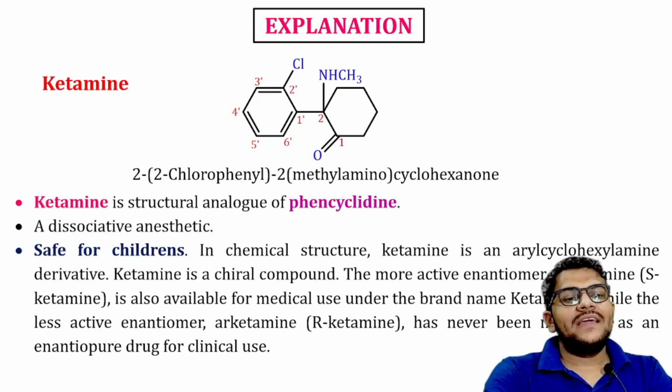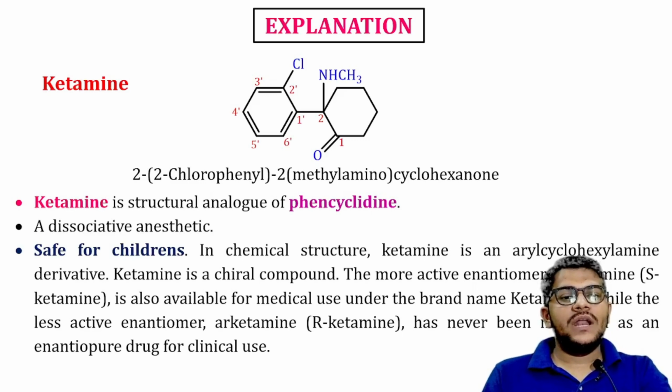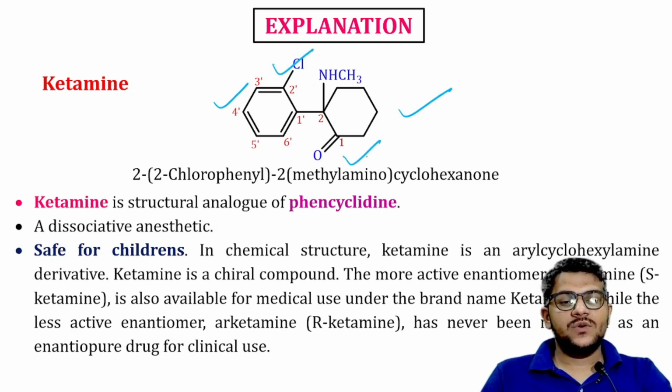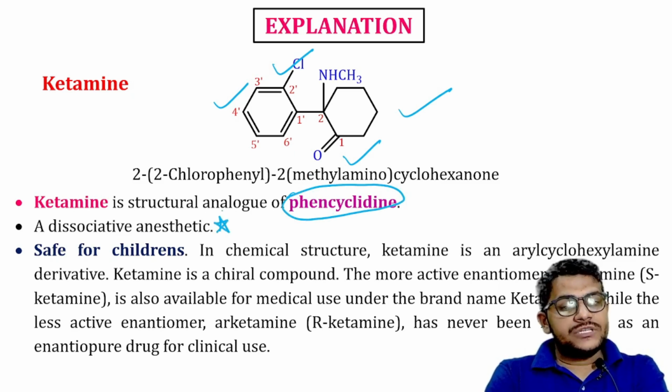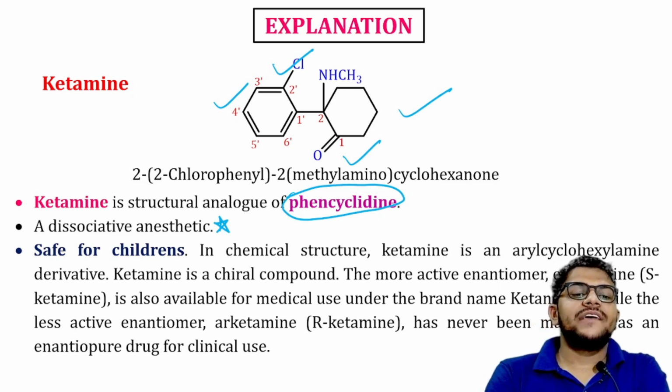So ketamine has a chemical structure containing a cyclohexanone ring, as well as a benzene phenyl ring. The chlorine group is at the second position, and at the first position there is an oxo group. It is a phencyclidine derivative, and ketamine is also known as a dissociative anesthetic agent.